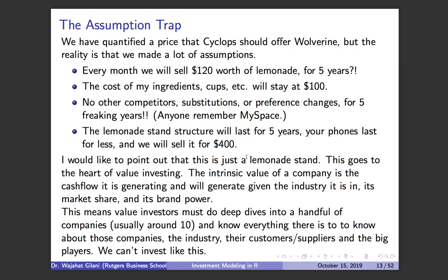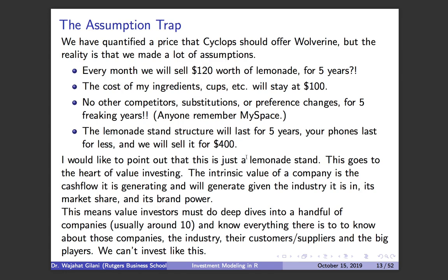This means as a value investor, you have to do a deep dive into these businesses and the industry and the locations and everything they're in. What are the probabilities that there'll be competitors, et cetera, blah, blah, blah, right? Who are the customers? Tell me about the profile of the customers, the suppliers, everybody in the supply chain of this business. Who are the possible competitors, what possible competition might be coming out? We can't invest like this, right?